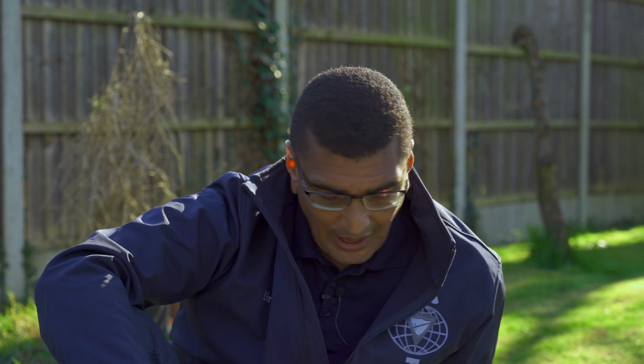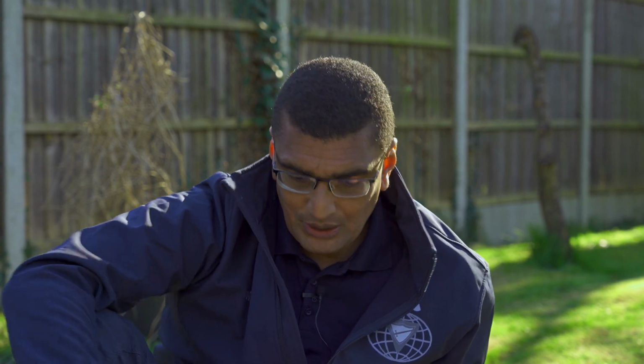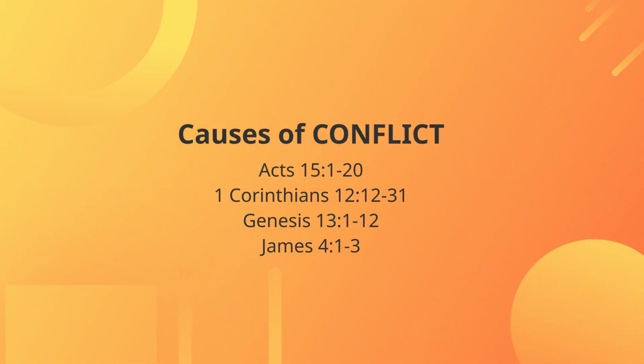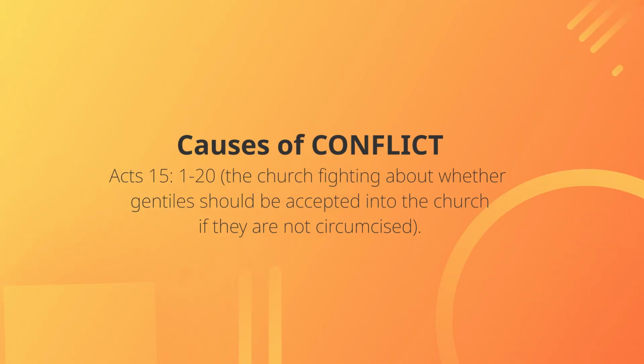So the first one is Acts 15. If you read the story there, I want you to think about what has happened here and describe that a little bit. First of all, what happened there? The cause of conflict there is circumcision, right? The Gentiles were going to be accepted into the church. The Jews thought, no, you're not going to be accepted unless you are circumcised.